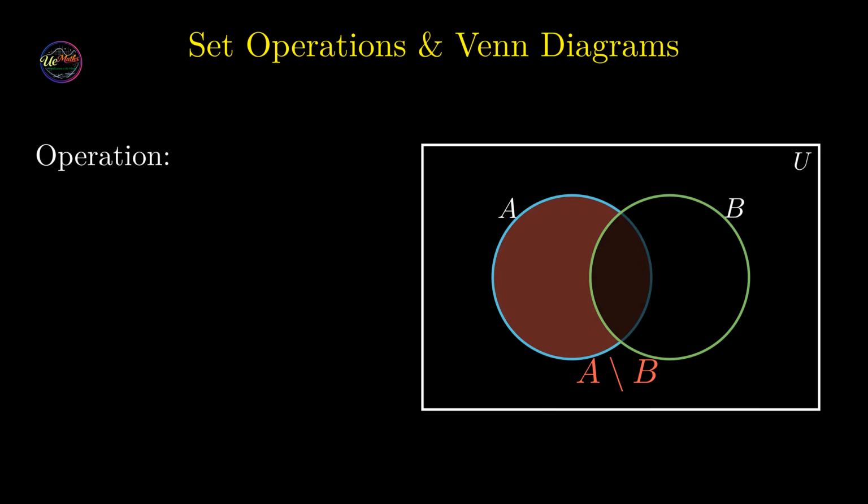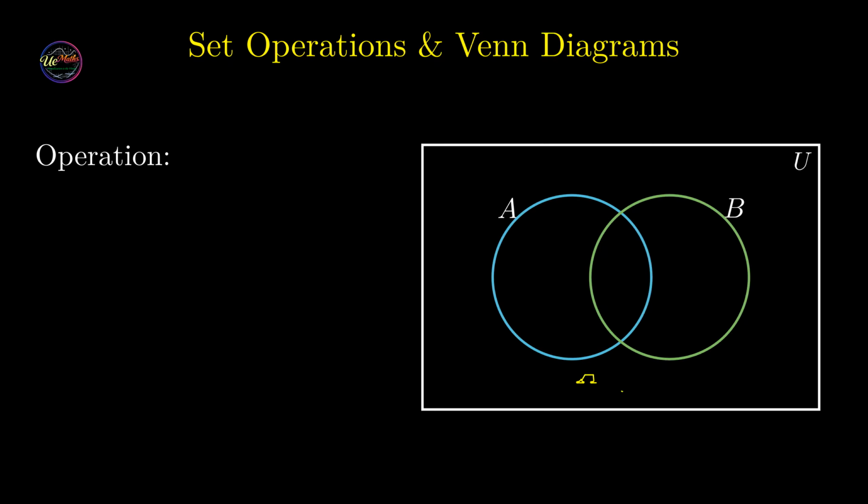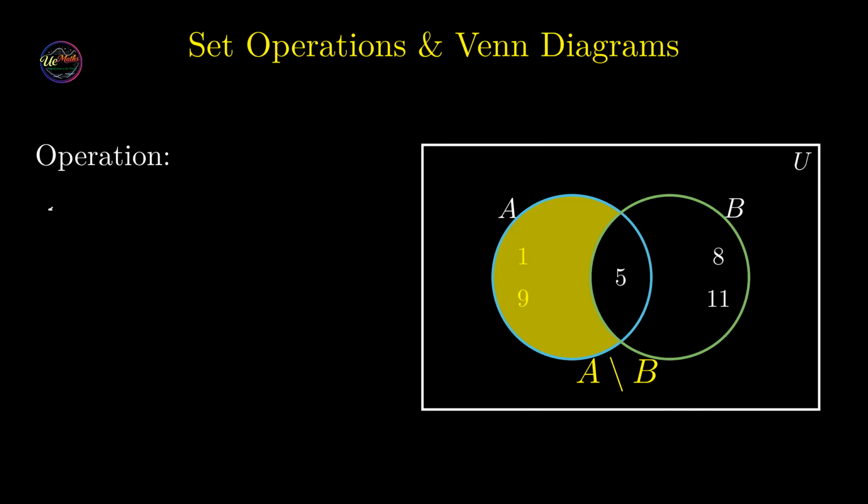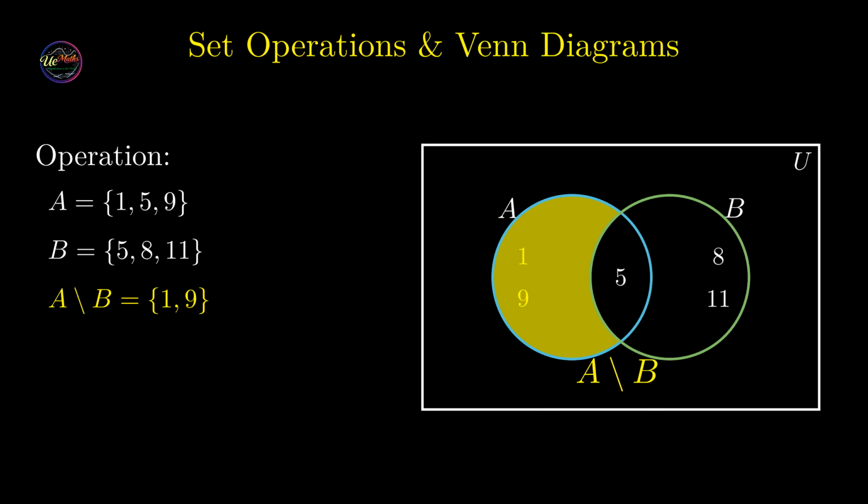The difference of sets, written as A minus B, removes any elements belonging to B from set A. In our diagram, notice how only the unique left moon crescent of set A remains highlighted. Here, the shaded region is colored red. Using the same example, set A contains 1, 5, 9 and set B contains 5, 8, 11. We remove the element 5, since it also belongs to B. What remains are the elements unique to A, giving us A minus B equals {1, 9}, in the green shaded region.